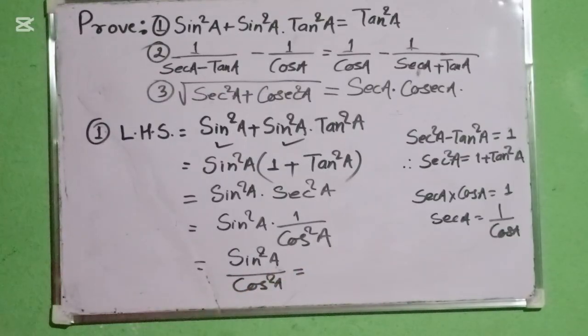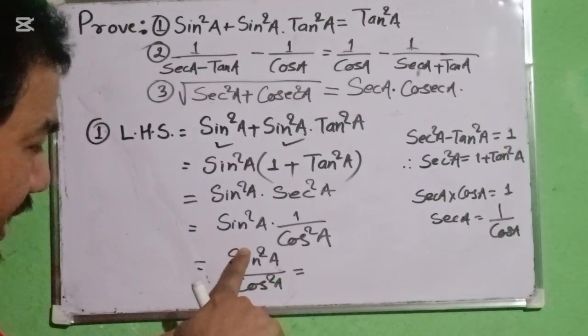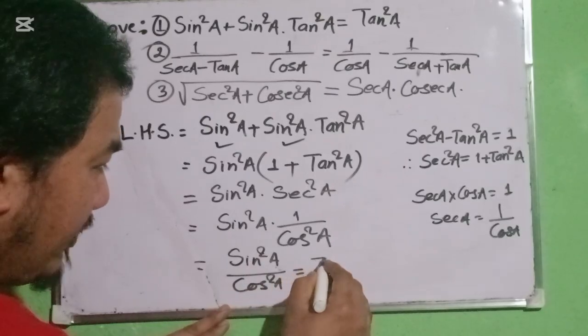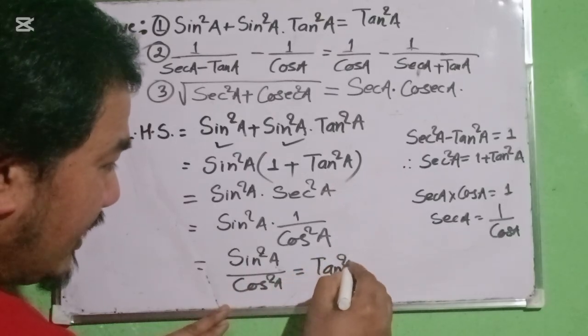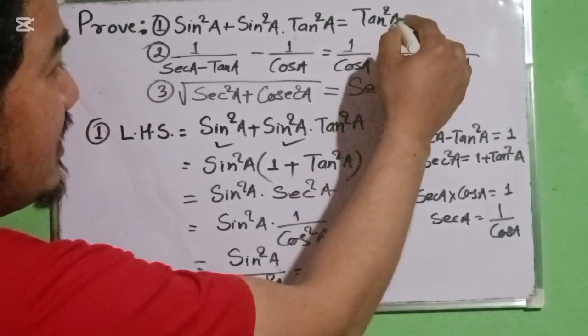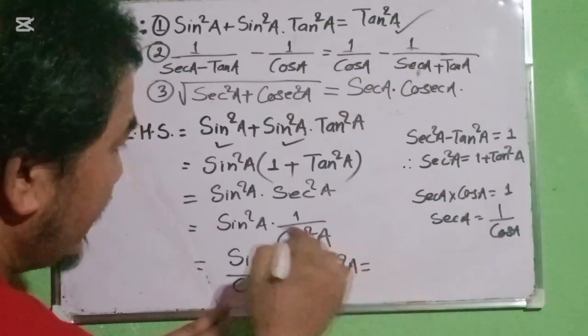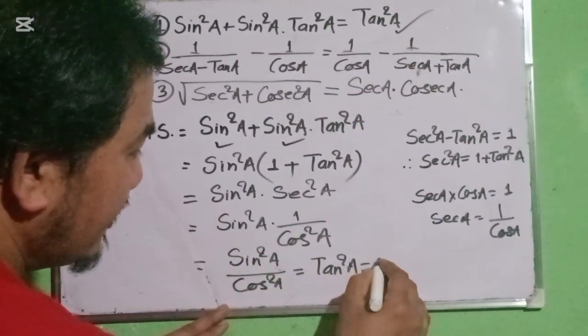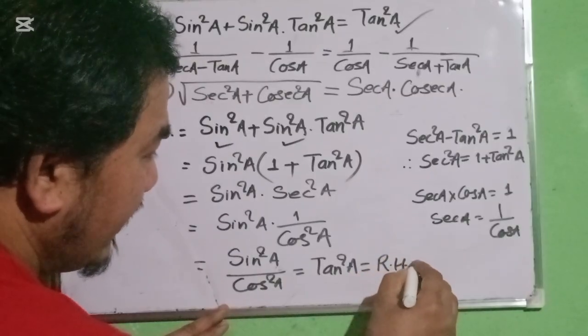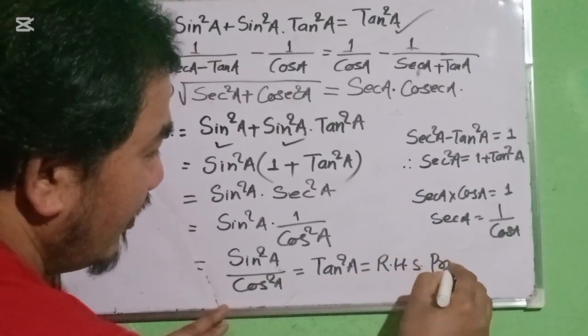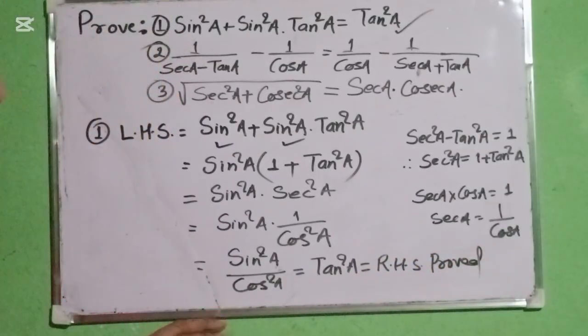We know that this is the quotient relation. Sine square A by cos square A means tan square A, which is the result that we have to bring on the right side. That's why we solved the left hand side and we got the right hand side. Proved. This is the way to prove this first question.